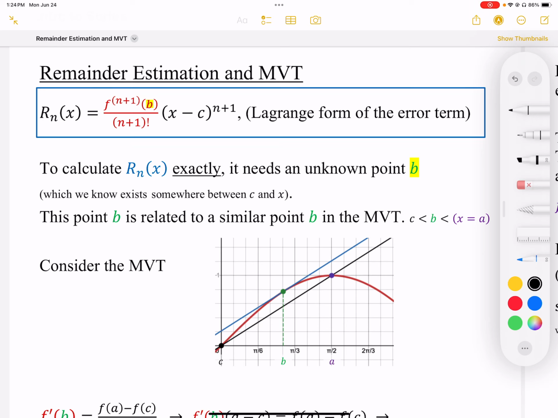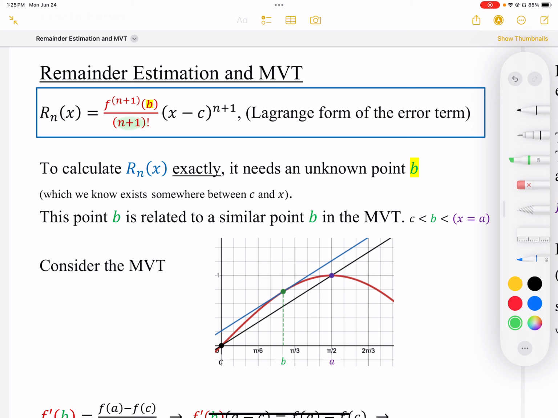So we're going to take a closer look at the remainder estimation term and how it relates to MVT, or mean value theorem. If we take a look at the remainder estimation term, Rn of x is based on the n plus 1 term. If we're going to truncate the Taylor polynomial at n, we're going to look at the n plus 1 term, and we can get the error estimation term by the Lagrange form of the error term: the derivative of that n plus 1 term divided by n plus 1 factorial.